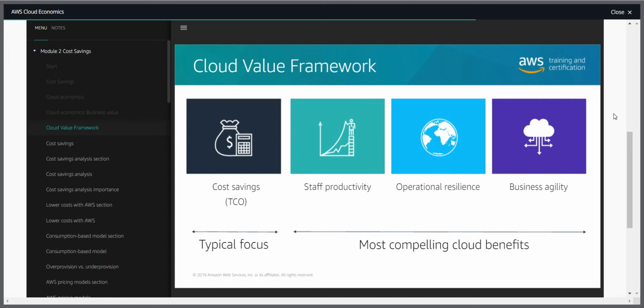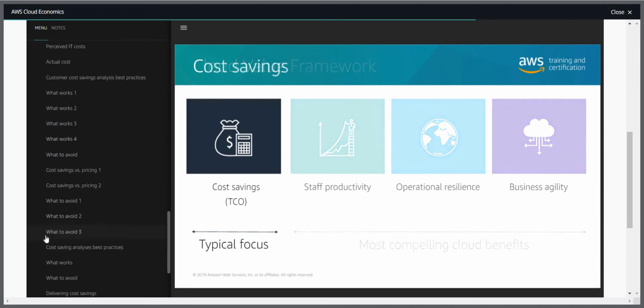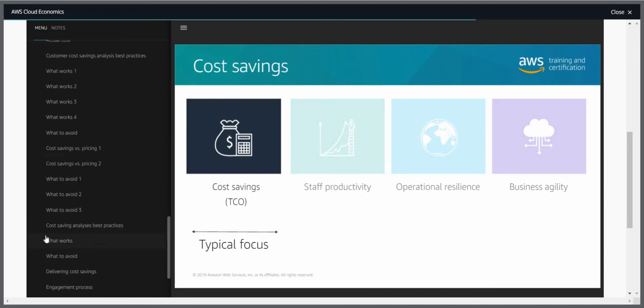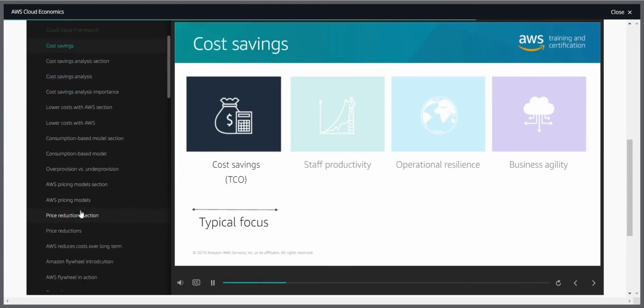Previously, you learned that the Cloud Value Framework illustrates how AWS business values fall into 4 pillars: cost savings, staff productivity, operational resilience, and business agility. This module focuses on the first pillar, cost savings. In the Cloud Value Framework, cost savings refers to how much money your customers pay for their traditional IT compared to how much they would pay using AWS in actual numbers.